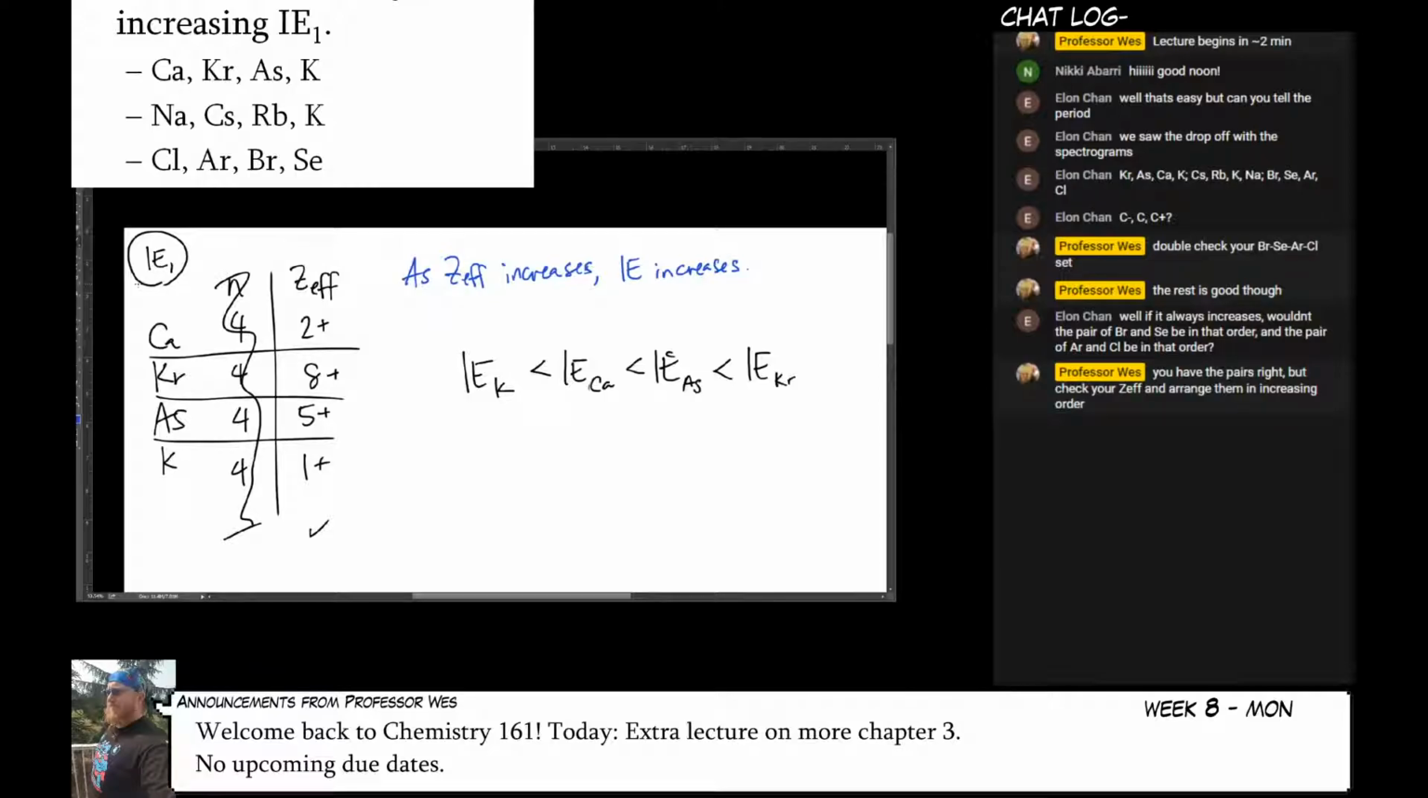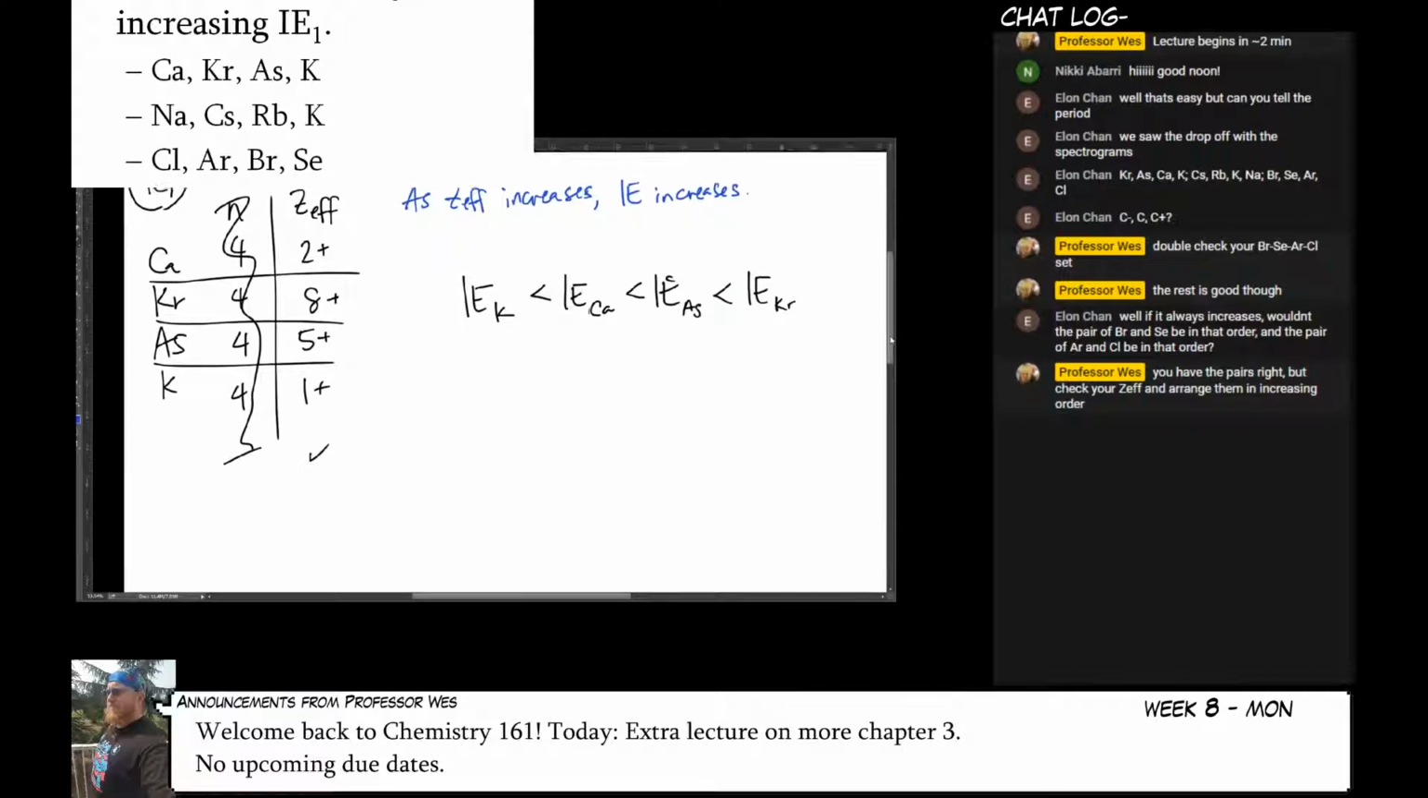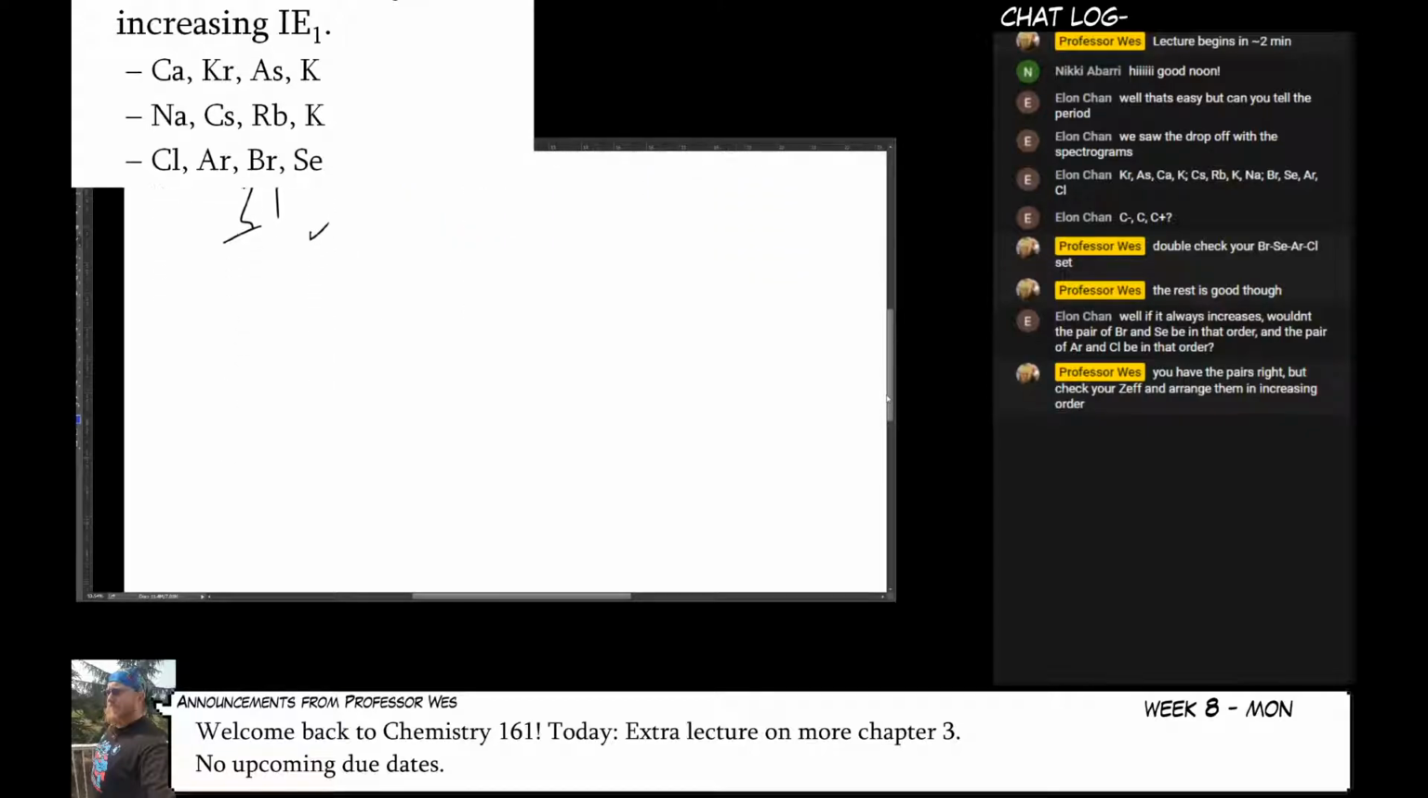Oh, I now see the issue. I actually overlooked something in some of your answers there, Elon. Make sure that you're doing them in increasing order. I think the first one there was in reverse. The second one looks good, though, and we'll show why in a second. So let's just go down here. So now we've got sodium, cesium, rubidium, and potassium.